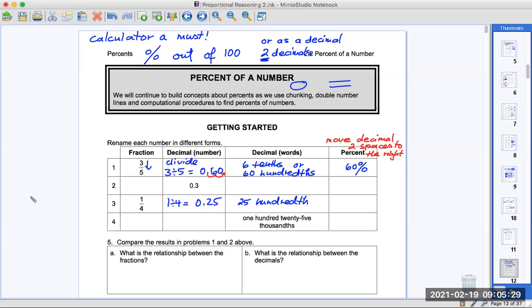And as a percent, I'm moving my decimal point 2 spaces to the right. That's 25%. Okay. I'm having to go back to this problem. It's letting me guess what the fraction is. 0.3, I already know. I'm going to add a 0 and move my decimal 2 spaces to the right. So I already know that's 30%. And that's 3/10 or 30 out of 100.